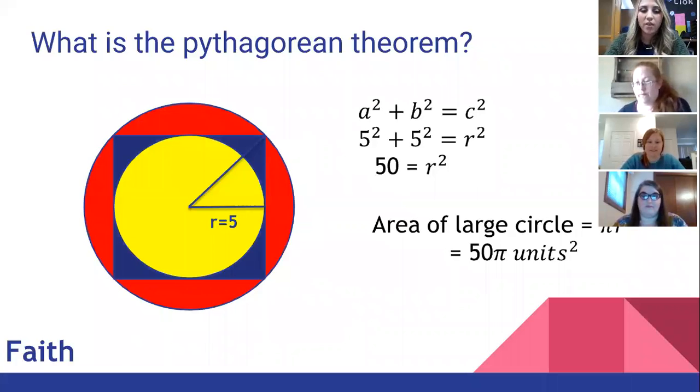Okay, so we know that the diameter of this circle was 10. And so to find the radius, it is half of the diameter. You can divide it by 2 or just take half of the diameter. So we know it's 5. So we plug it into our Pythagorean theorem. We do 5 squared plus 5 squared equals r squared. We know that that's 25 plus 25, so it equals 50 r squared. So the area of the large circle is 50 pi units squared.